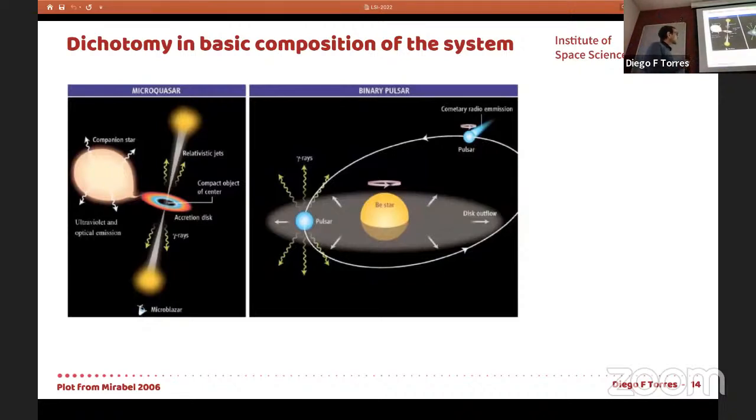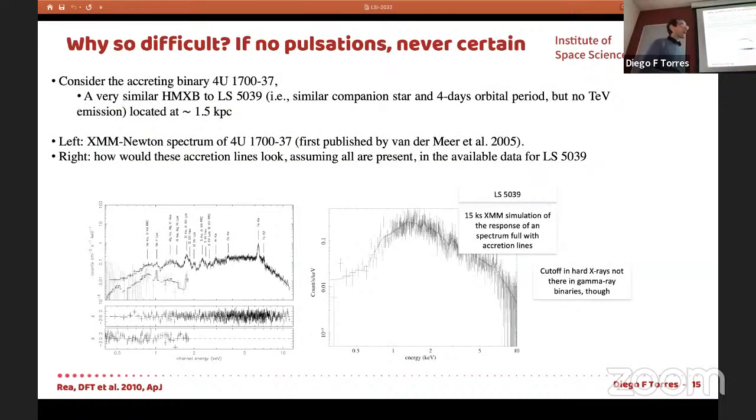And the other case is the case of a microquasar, in which you have a companion star that produces an accretion disk onto a black hole, or maybe even a neutron star, and then you have jets, and the jets also oscillate, precess maybe, and produce orbital variability, in addition to the orbital variability that you have because the neutron star or the black hole is orbiting the companion. We didn't know for most of the sources which of these two was the real case. And why is it so difficult?